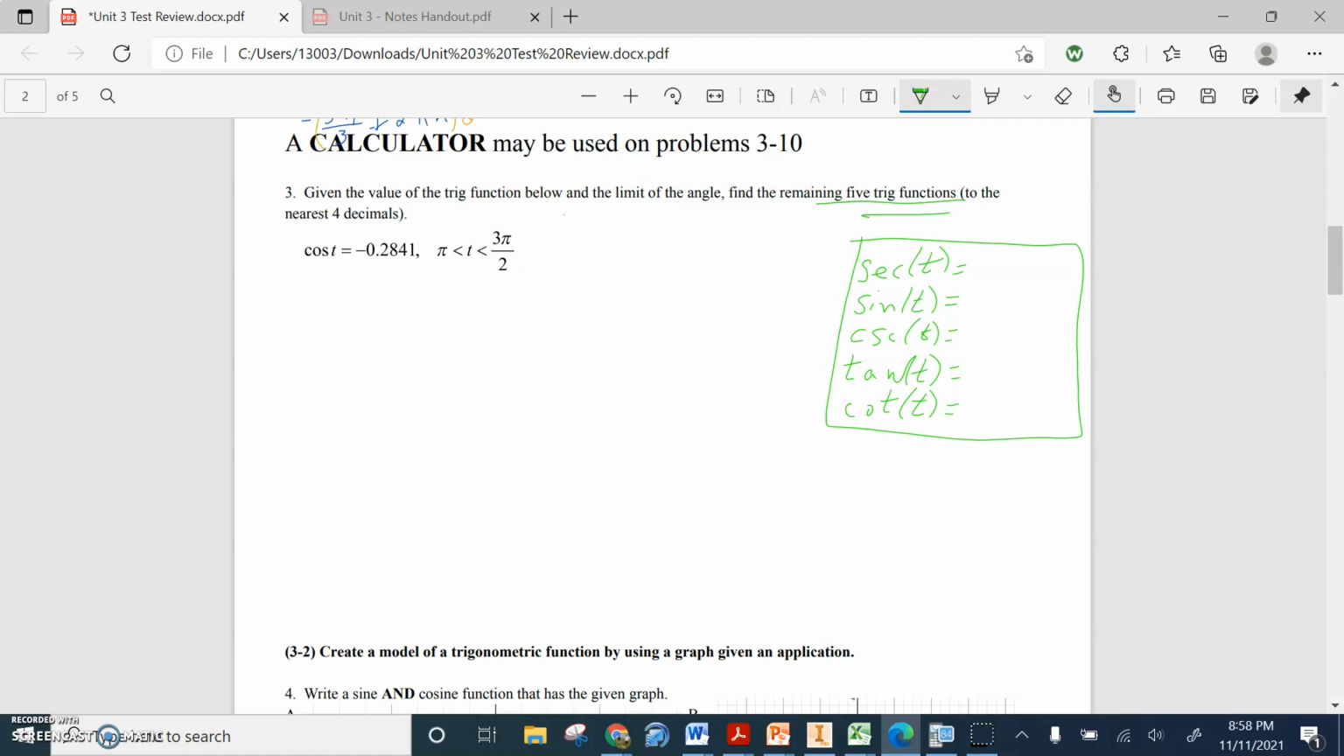But as you get started, the first thing to do, just to give yourself a little confidence boost and make you feel like you know what you're doing, is to pick, of those 5, the reciprocal of cosine. So solving, with cosine t being given, you solve secant first, because all you have to do is say that secant of t is just 1 over 0.2841.